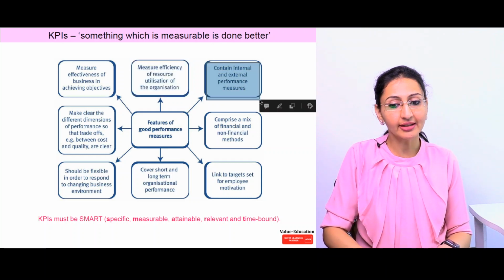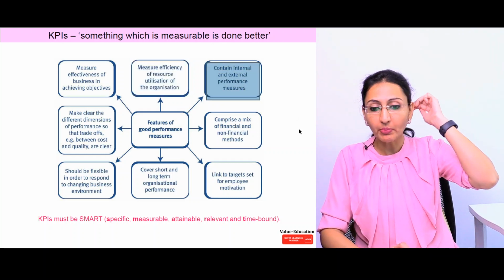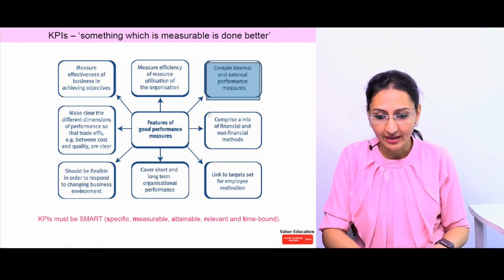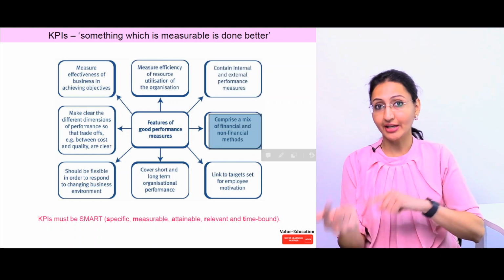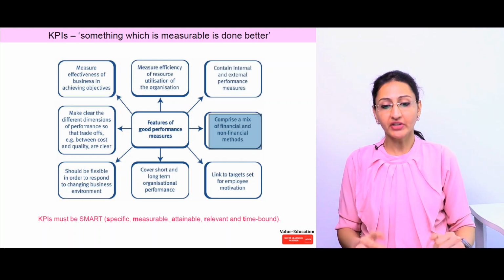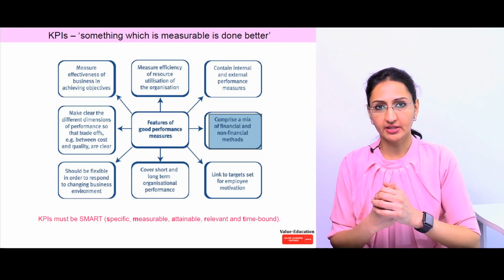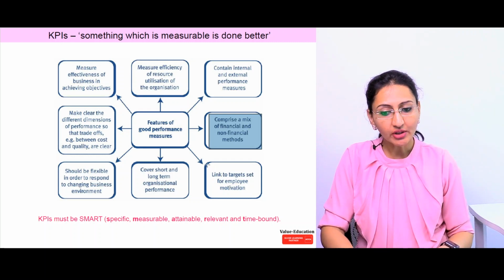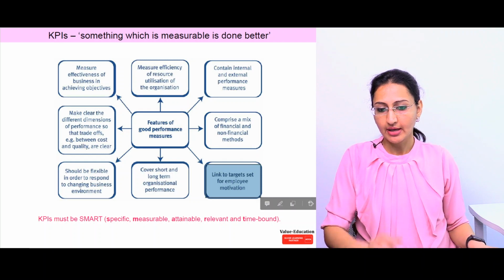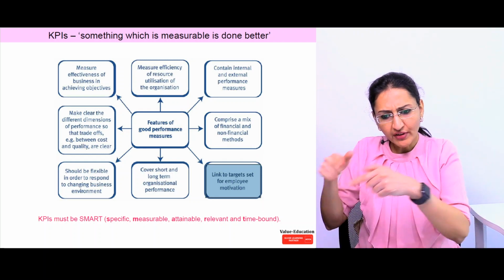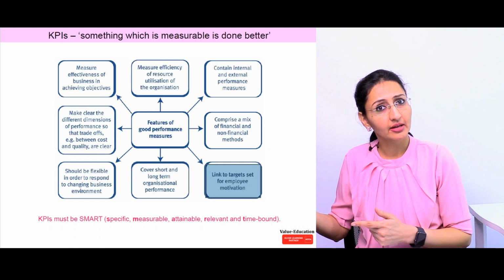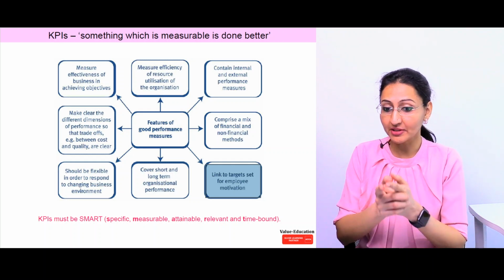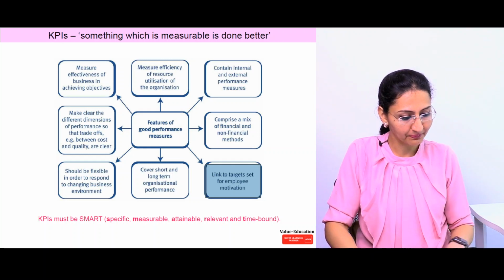If they contain both internal and external performance measures, that means your performance measures must include internal as well as external information. It comprises a mix of financial and non-financial numbers. That means when we are saying that we need to measure the performance, it should be measured in financial as well as non-financial terms. Linked to targets set for employee motivation. Are the performance measures motivating the employee? Are the targets motivating the employee? Some bonuses linked to their performance can be kept as a motivation strategy for them, right?